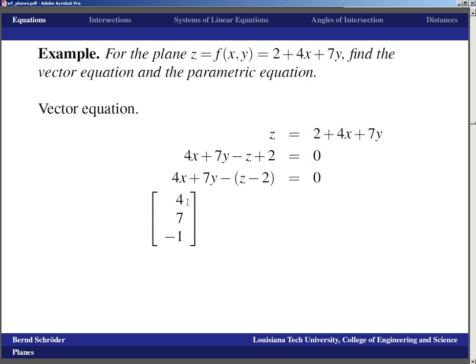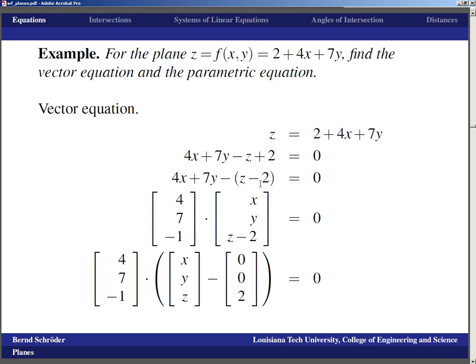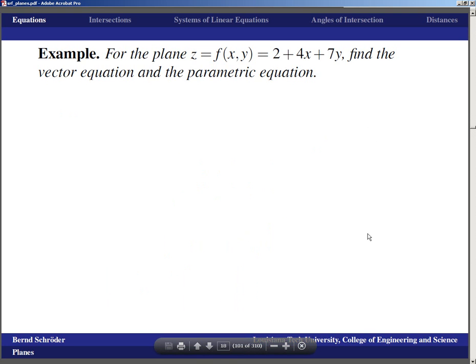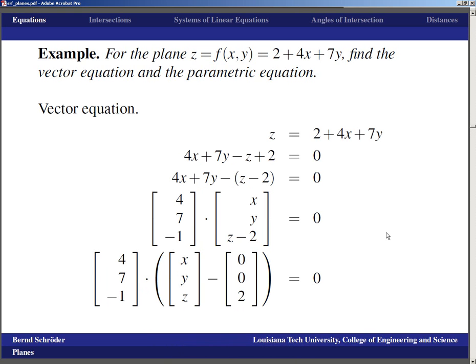And then I realized that that is just the same as taking the vector 4, 7, negative 1 times x, y, z minus 2 equals 0. So I'm recognizing a dot product here. And that's, of course, just 4, 7, negative 1 times x, y, z minus 0, 0, 2. And here is the vector equation of this plane, right?